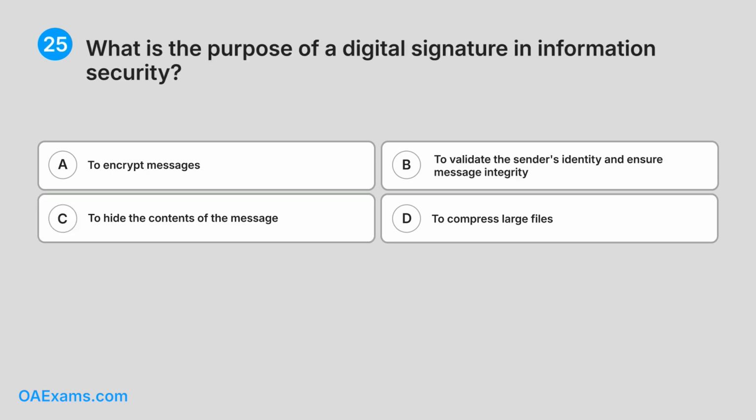25. What is the purpose of a digital signature in information security? A. To encrypt messages. B. To validate the sender's identity and ensure message integrity. C. To hide the contents of the message. D. To compress large files. What do you think is the answer?